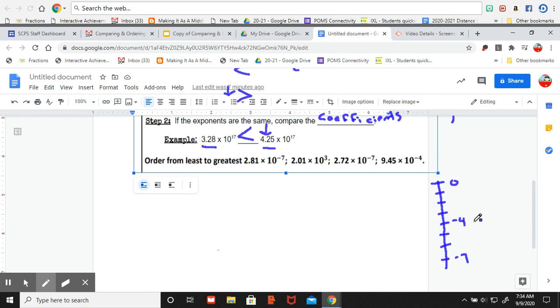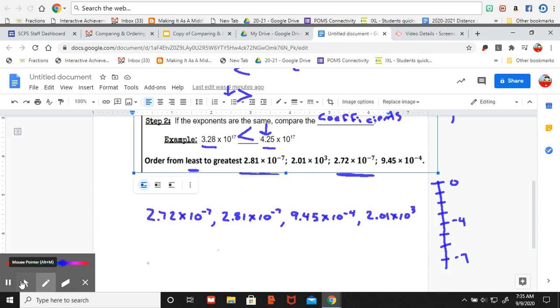So since we're ordering these values from least to greatest, I have to look at my smallest value first. Well, we have a little bit of a road bump here because we have 2 values that both have -7. So what do we do then? Well, we look at their coefficients. And since we're looking for the smallest value first, we can compare 2 and 81 hundredths and 2 and 72 hundredths, and we can see that 2 and 72 hundredths is the smallest value. So we're going to put 2 and 72 hundredths as our smallest value first.